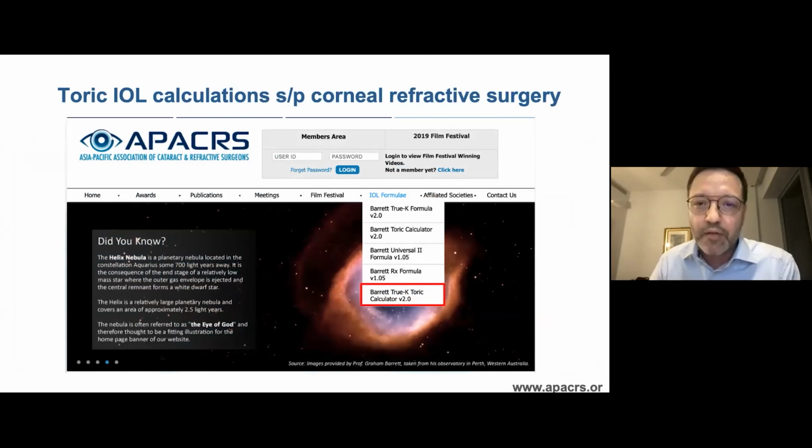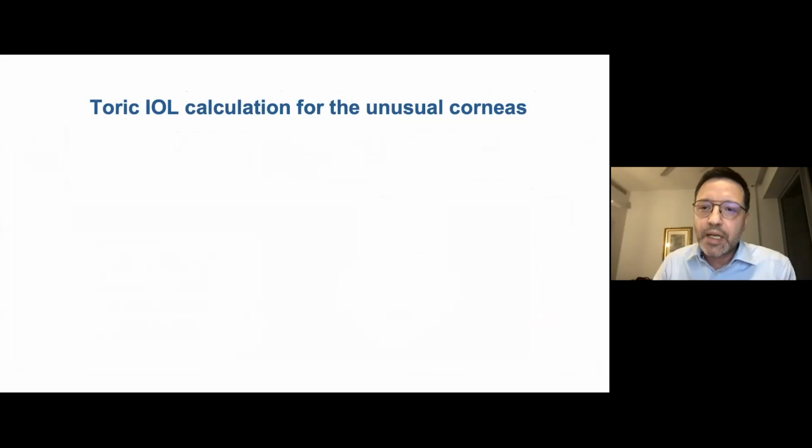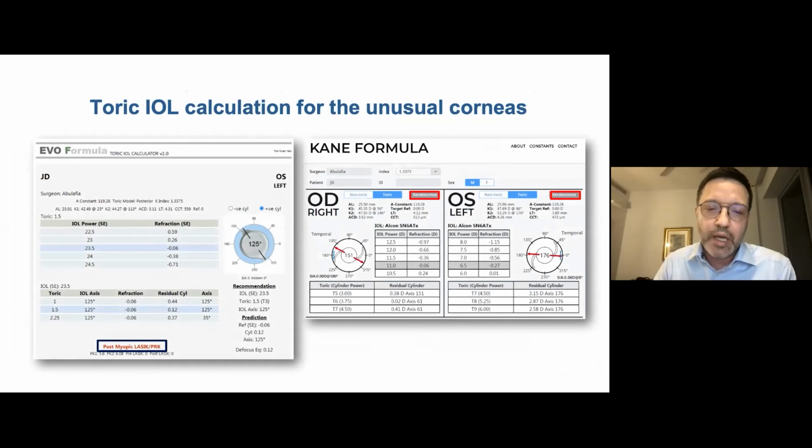This was covered by Doug as well. Now, it is worth mentioning that recently a mathematical model was added for the post-refractive eyes in the EVO toric calculator, and that a mathematical model for eyes with keratoconus was added for the Kane toric calculator.